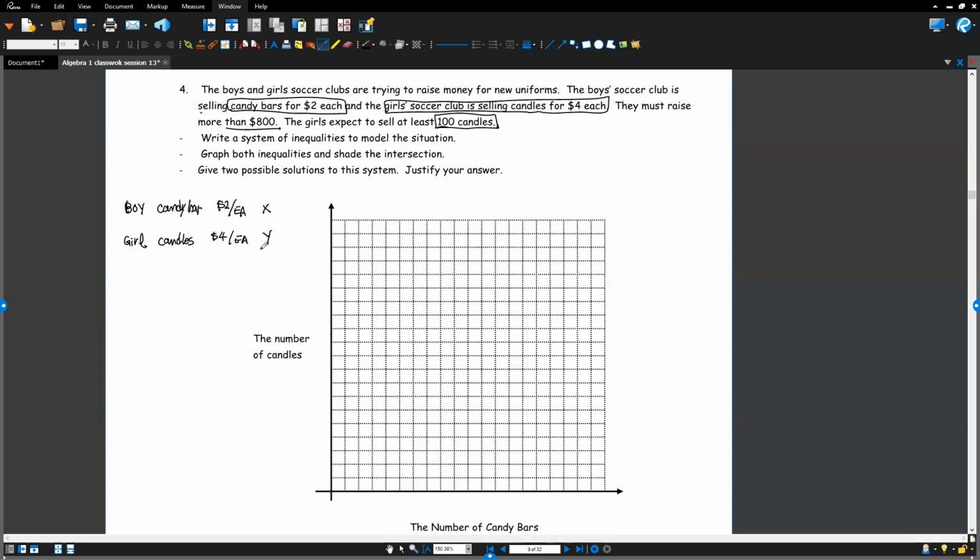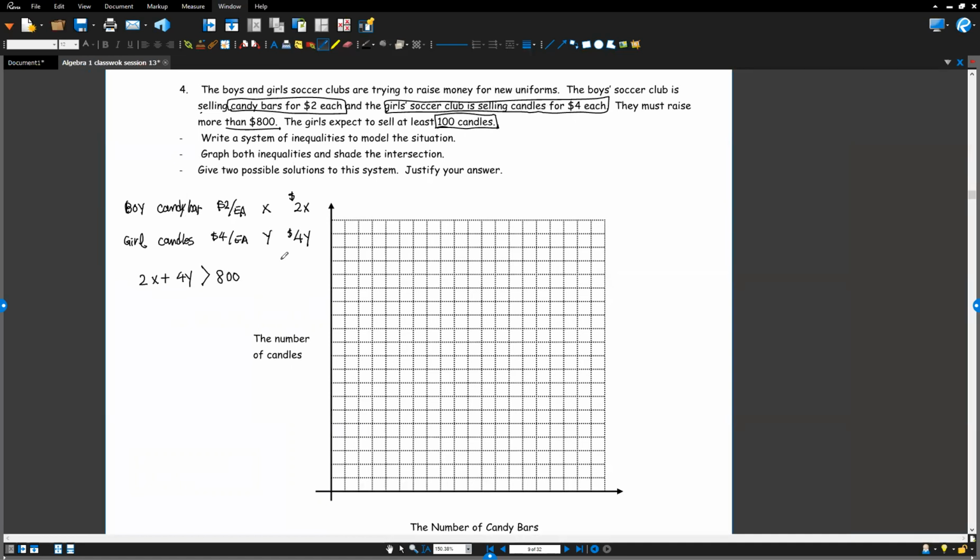The next one, you can try the total amount. Each one is $2 times X, that is $2X, the subtotal for the candy bars. What about candles? They sold Y candles, each one is $4, 4 times Y, that is $4Y. Now the grand total is how much? 2X plus 4Y is more than 800. That's the first inequality.